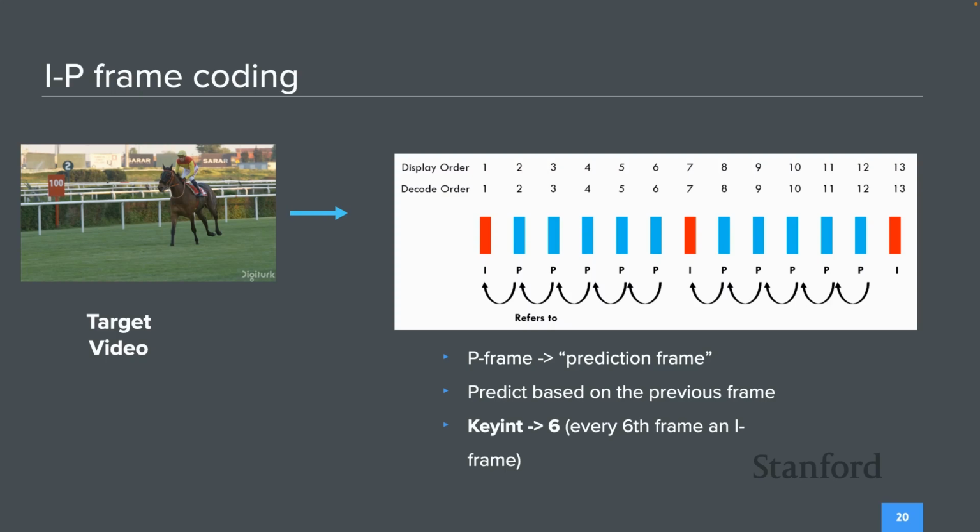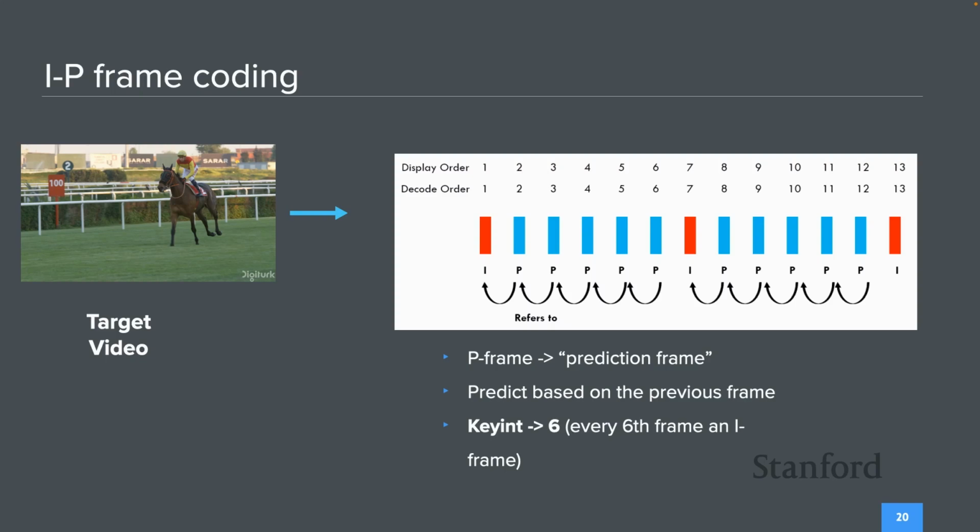At some point, obviously, your prediction is not going to be great, because every time you do this, some noise is added to it, and it might become a bit more expensive. So you refresh by adding a new iframe. Or if the scene changes, let's say when the horse is running, something else comes into the middle, then you can add another iframe, right? And that's how typically the IP frame scheme works.